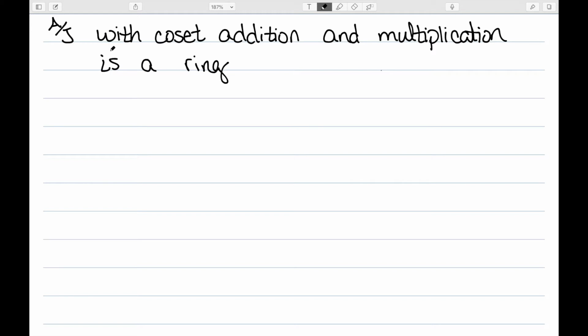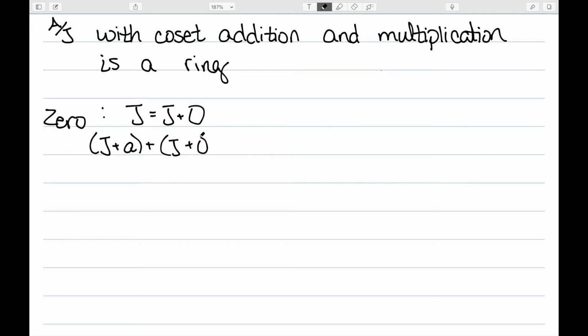Instead, I want to look at the zero element and the negatives. The zero element is defined as just the ideal J, or J plus 0. This is because if we have J plus a, where a is any element, so we have any coset, plus J plus 0, this is defined as J plus a plus 0, which is J plus a, which is exactly what we need for a zero element.